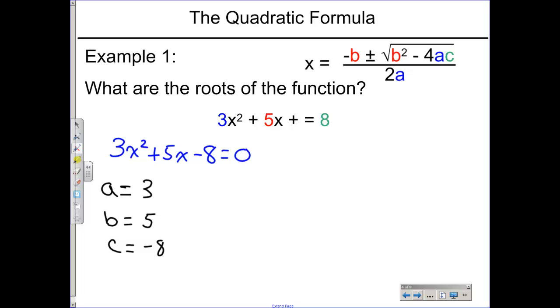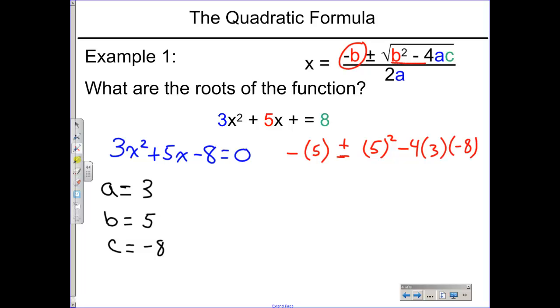So we're going to start off with the formula. The first one says opposite of b, so that would be negative times 5 plus or minus. And I'm going to do underneath the radical first and then put the square root outside it. So it's going to be b squared, b is 5, and make sure you put this in parentheses, squared, minus 4 times, and a is 3, and c is negative 8.